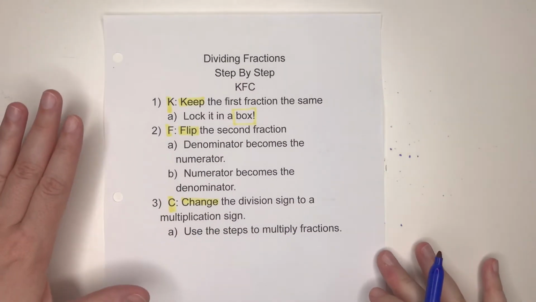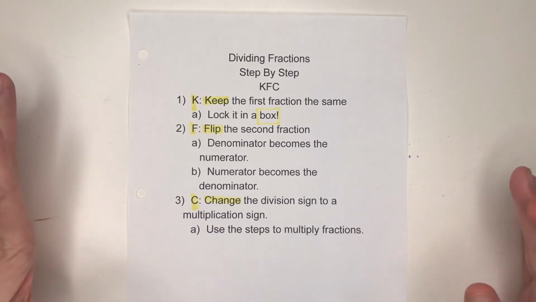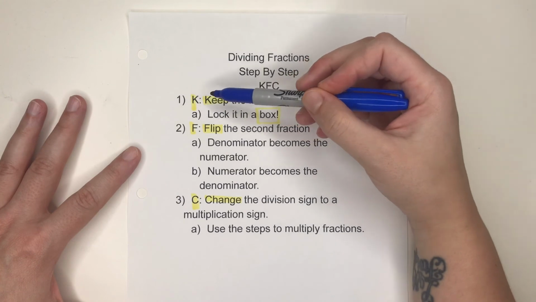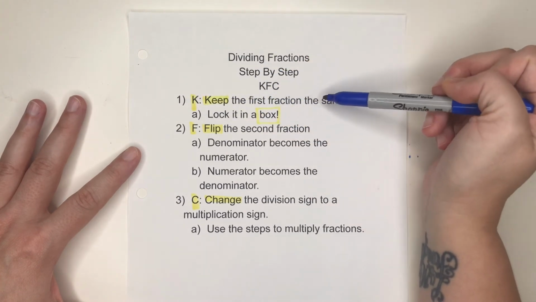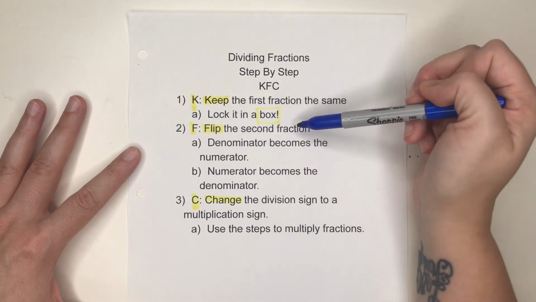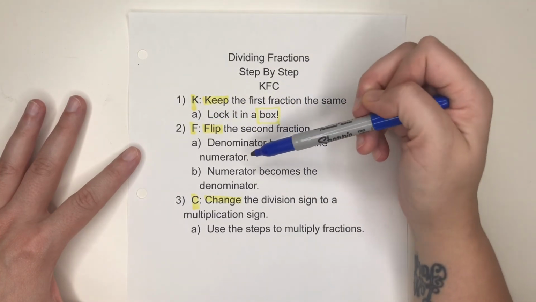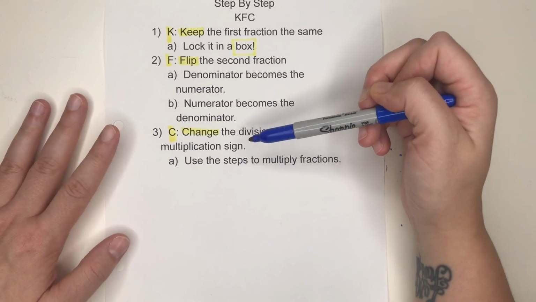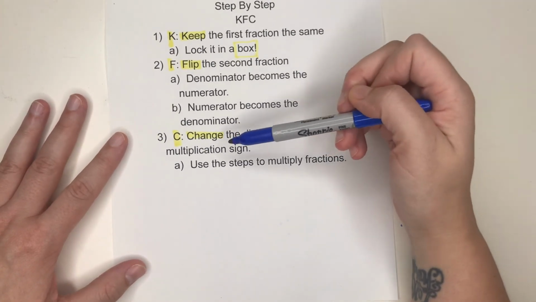All right, students, so this is how we divide fractions, keeping it in a very simple step-by-step form. First, you use K: keep the first fraction the same, or lock it in a box. Number 2, you're going to flip the second fraction. The denominator becomes the numerator, and the numerator becomes the denominator. And then lastly, you're going to change the division sign to a multiplication sign.